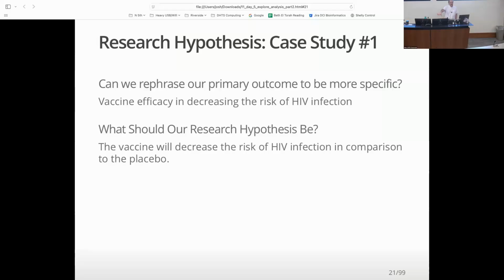So then in this case, the null hypothesis would be that the vaccine does not improve upon, does not decrease the risk of infection in comparison to placebo.